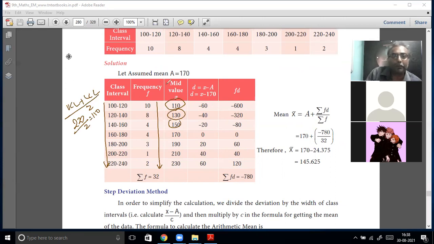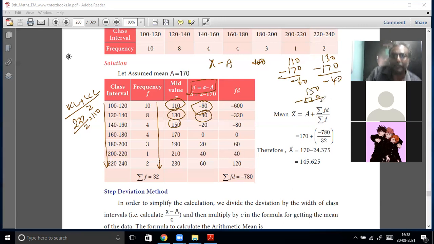Okay, then from the mid value, you now have to find the deviation. Deviation is each mid value minus the assumed mean. So 110 minus 170, that is minus 60. So you put minus 60. Then 130 minus 170, that is minus 40. 150 minus 170, that is minus 20. 170 minus 170, 0. 190 minus 170, 20. 210 minus 170, 40. 230 minus 170, 60. Okay, you got all this now.